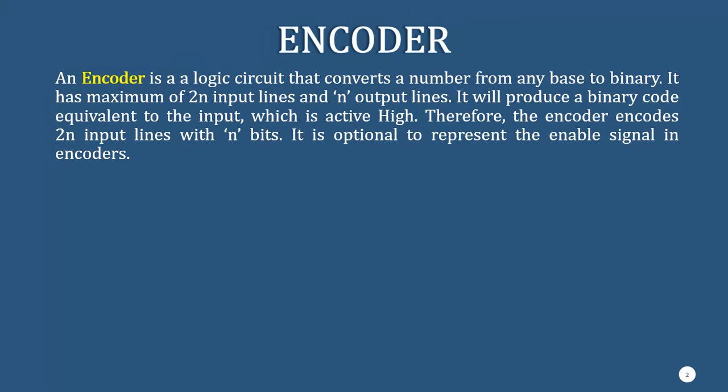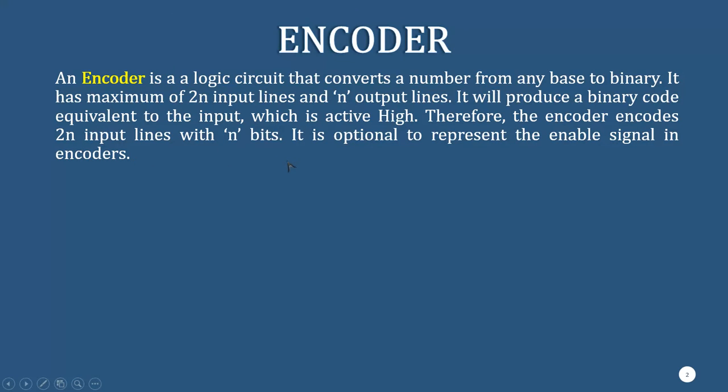So it will produce a binary code. Obviously our target is to go from any base to binary, so it will produce a binary code equivalent to the input. Whatever we give as input is active high. Therefore the encoder encodes 2^n input lines with n bits.